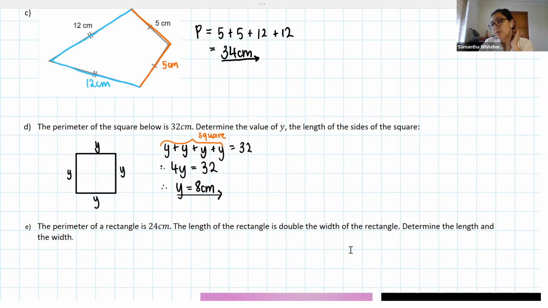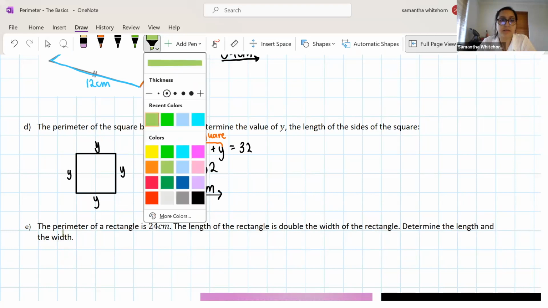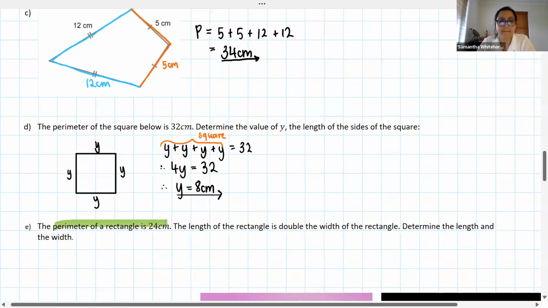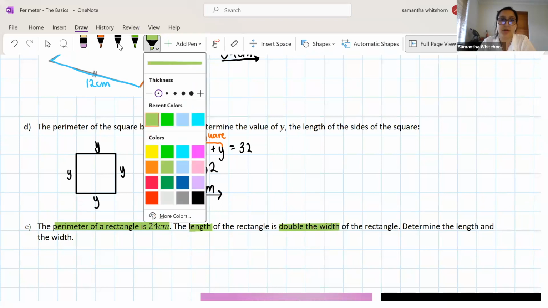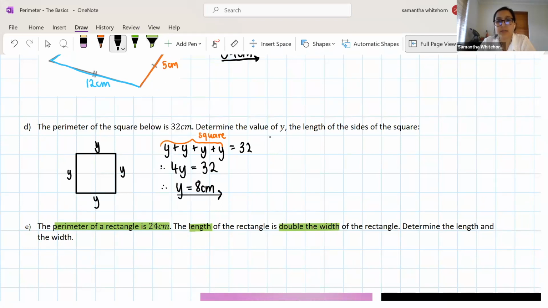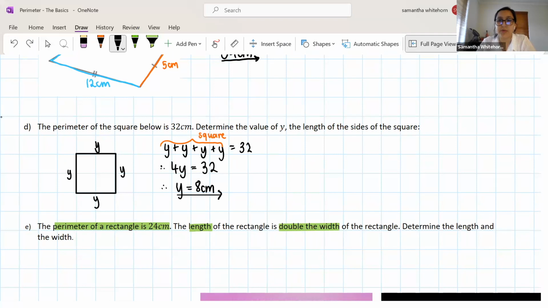I want both the length and the width. I've told you what the perimeter is, and I've told you the length is double the width. And again, try and set up an equation. So try and actually set up an algebraic equation like we did here in question D, with X's and Y's or whatever the case is, and solve for your unknown.